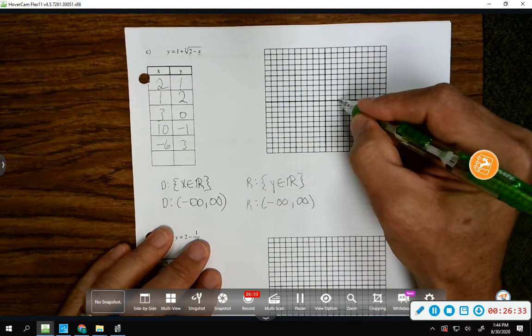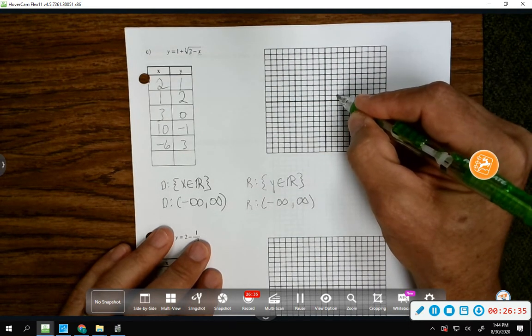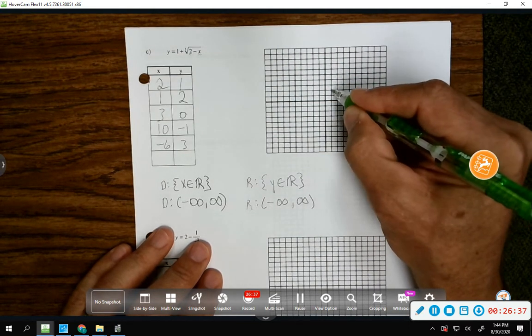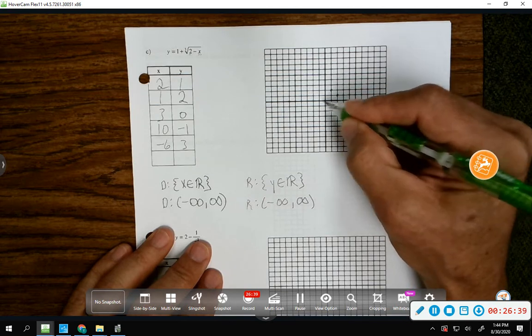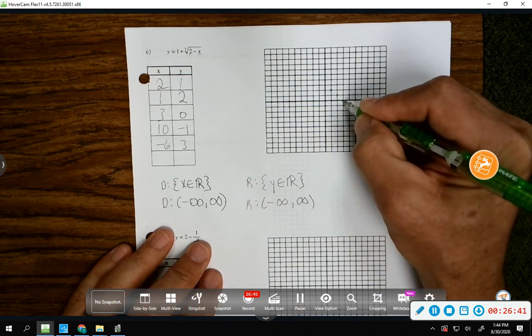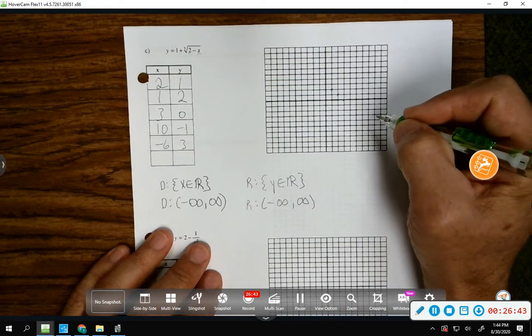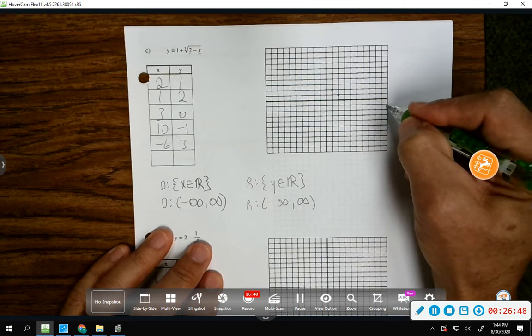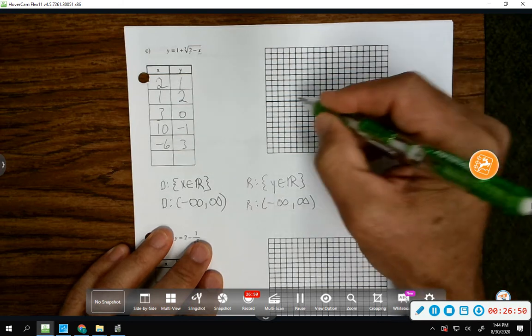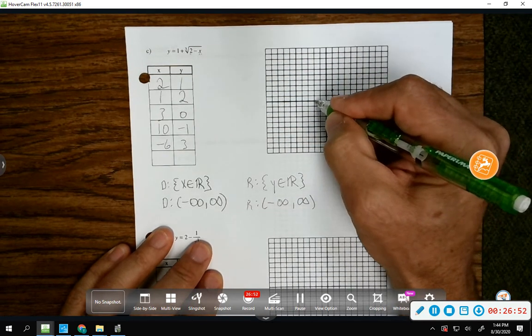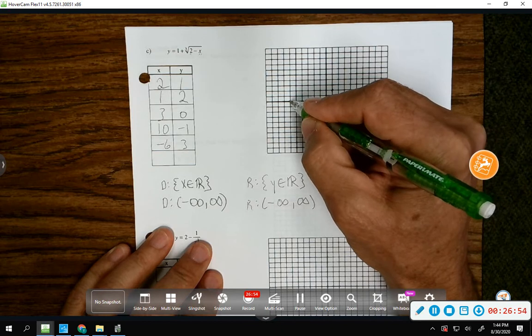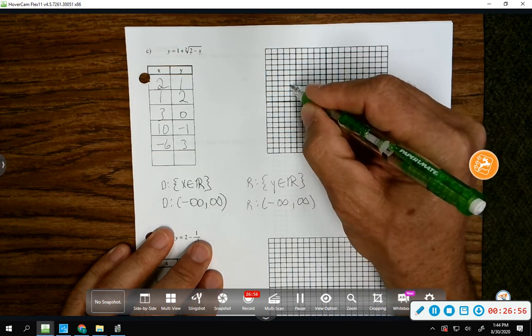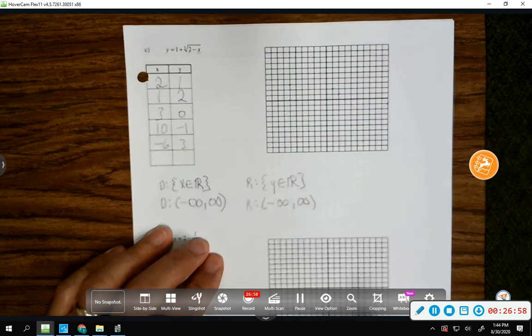If I go to the right 2, I go up 1. If I go to the right 1, I go up 2. If I go to the right 3, I go up or down 0. That looks like it's a straight line. It is not a straight line. If I go to the right 10, I'm going down 1. If I go back 6, 1, 2, 3, 4, 5, 6, I go up 1, 2, 3. It's got to go through all of those points.